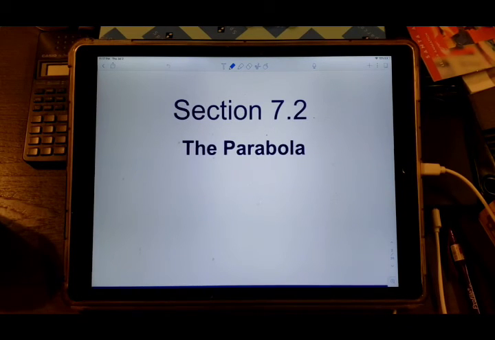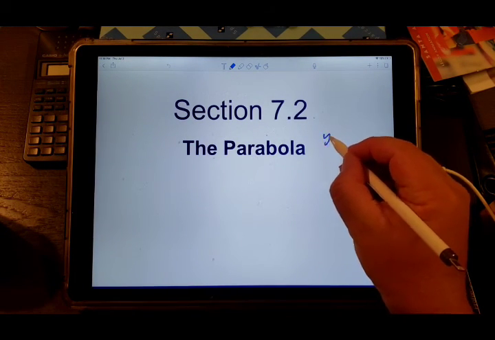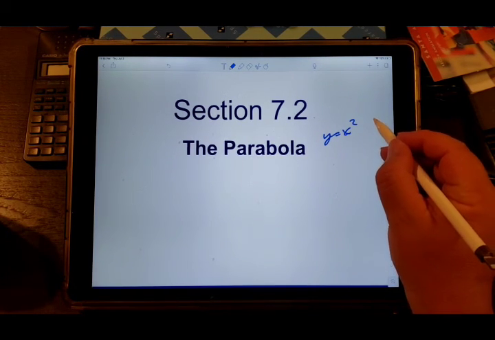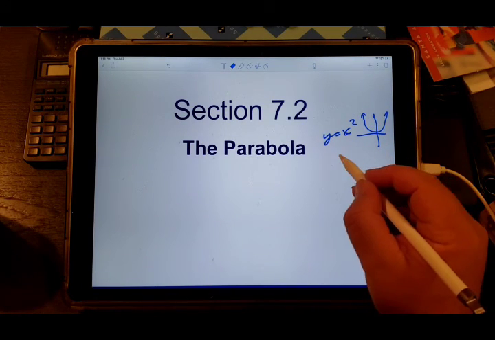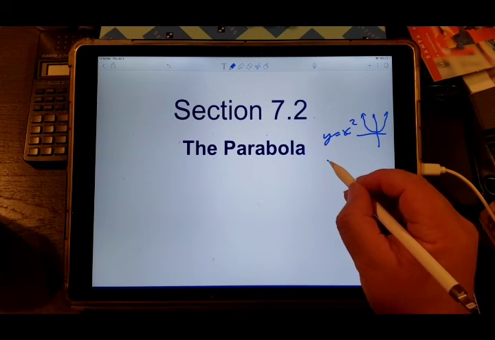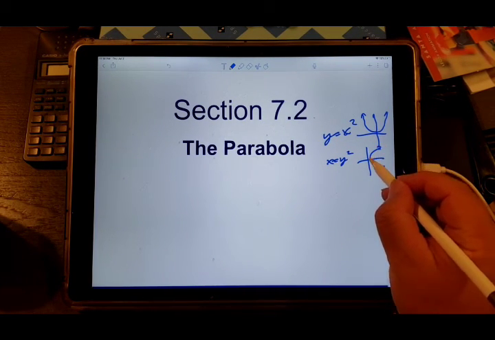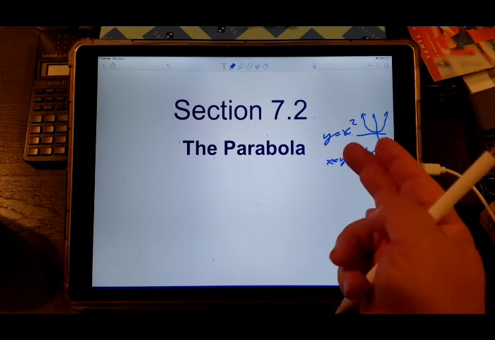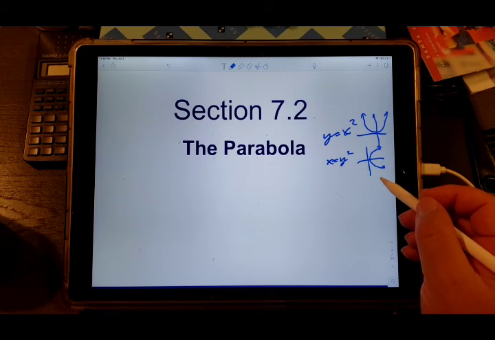All right, so this is section 7.2, but when they say parabola, you might be thinking y equals x squared, which is a parabola. That's a function. You might also think x equals y squared, which is a parabola. It's not a function. If you switch x and y, things happen. All right, but it's not a function because it doesn't pass the vertical line test.